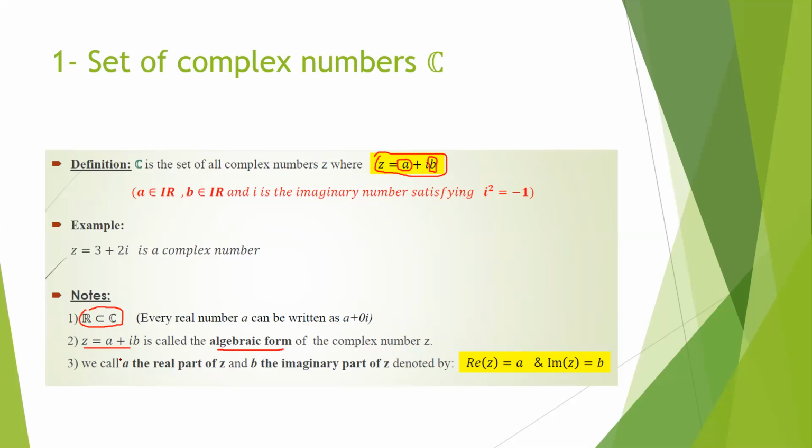What do we call a? a is called the real part of z. We write Re(z) equals a, capital R, small e. b is the imaginary part of z. We write Im(z) equals b, capital I, small m. So far, so good about this slide?